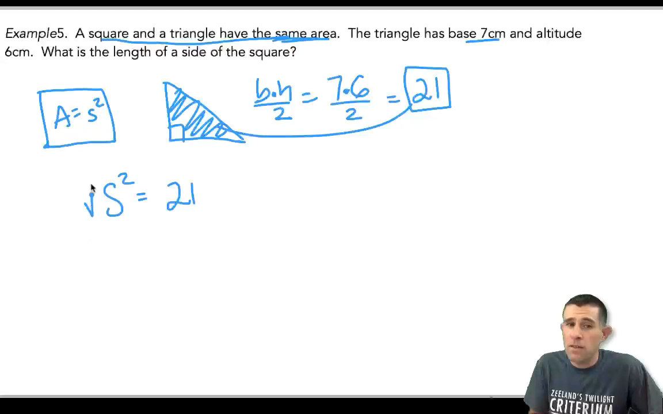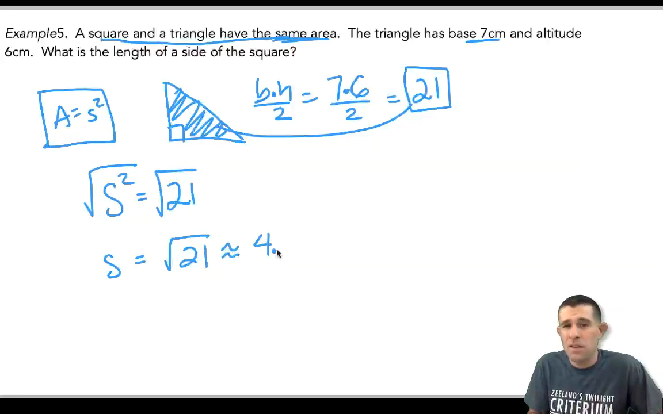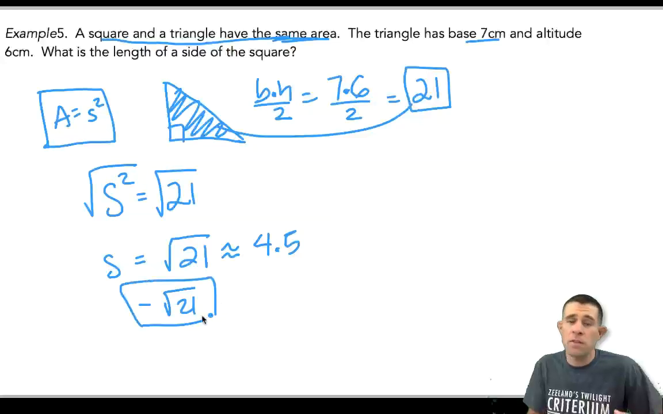So to find the length of that side of that square, I'm going to take the square root of both sides. And I'm actually going to leave it as the square root of 21 because that's approximately like 4.5-ish, somewhere in there. Now, the reason why I don't give the negative value of the square root of 21 is because we're talking about the length of a side of a square. And length, like distance, cannot be negative.